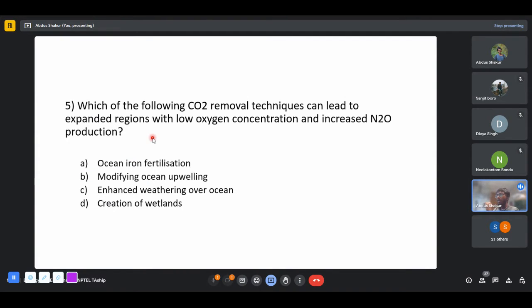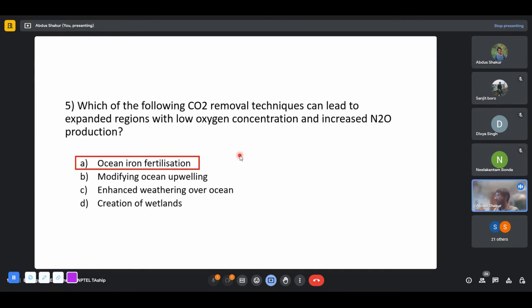Which of the following carbon dioxide removal techniques can lead to expanded regions with low oxygen concentration and increased N2O, nitrous oxide production? So there are some of these techniques which, when we do them, should reduce the carbon dioxide but also lead to low oxygen concentrations. So it's ocean iron fertilization.